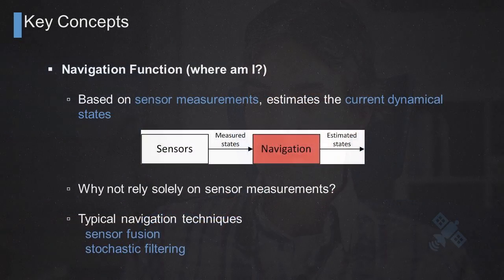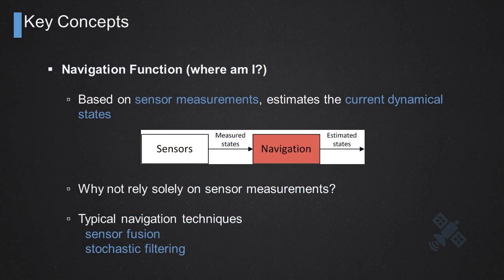So the navigation function is a function that answers the question, where am I currently? So that's a function that will provide the spacecraft with the current knowledge on its attitude, its angular velocity, its position, and its velocity. So it does that based on the various sensor measurements. Unfortunately, because sensor measurements are corrupted with sensor noise, drift, and biases, you do need to have a navigation filter that will smooth out the noise present in those measurements.